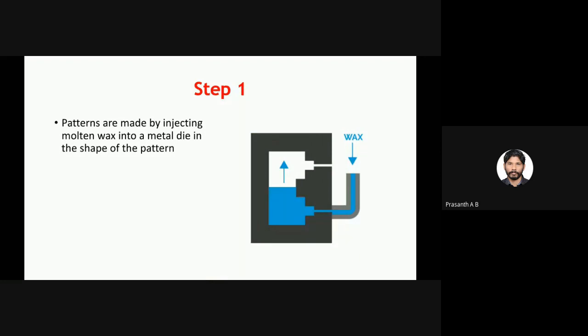The first step is we have to make a wax pattern. Initially we should have a metal mold. Here you can see the metal mold. We have the metal mold, and into this metal mold, we are pouring wax.